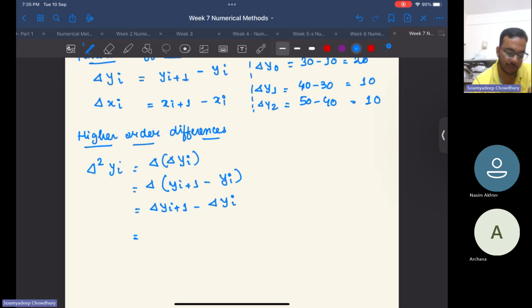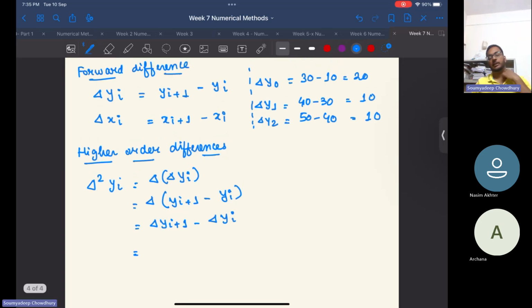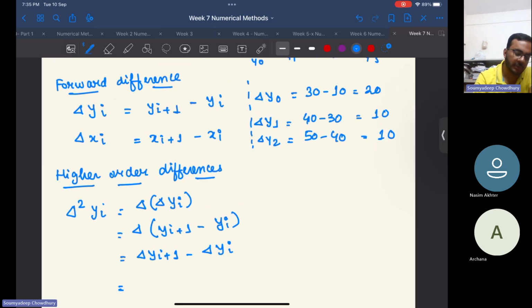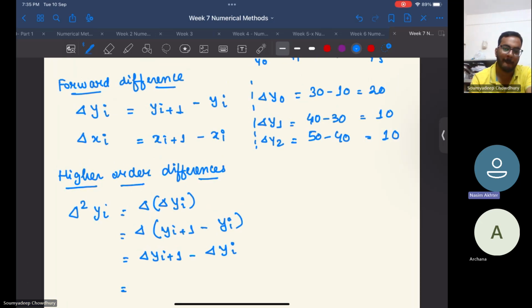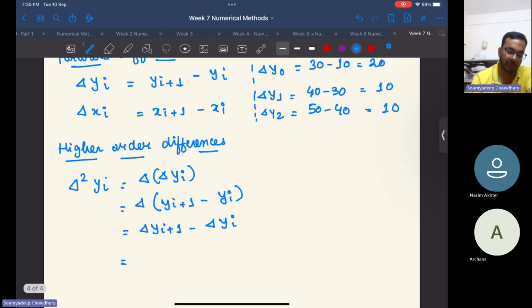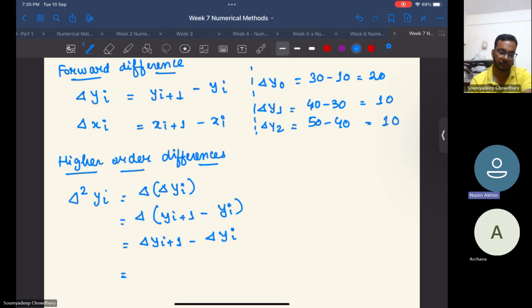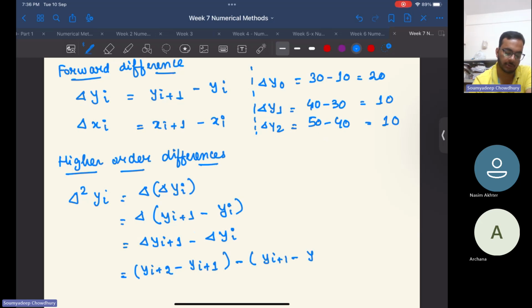What is delta yi plus 1? Nasim, can you tell me? Just looking at delta yi, can you tell me what is delta yi plus 1? Delta yi, you understood, right? It is yi plus 1 minus yi. Similarly, how can you find delta yi plus 1? It will be yi plus 2 minus yi plus 1. Yes, correct. So this is delta yi plus 1, and delta yi we know is yi plus 1 minus yi.